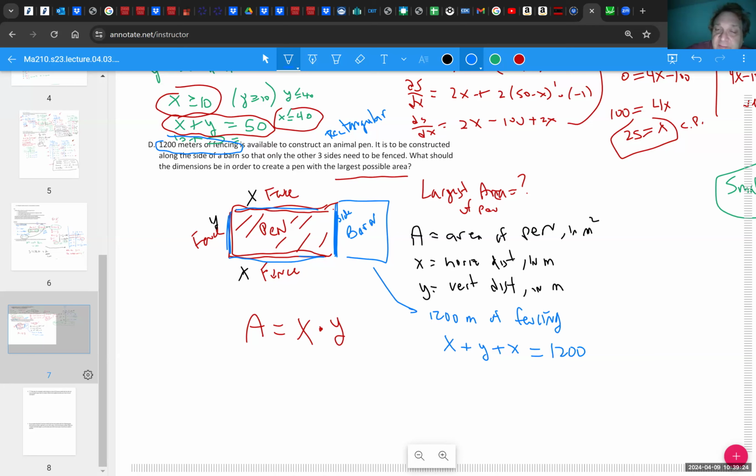All right, and then I can just solve for Y. This is Y is equal to 1,200 minus 2X. And I can take that and plug it into there. And that will give me an equation with only two variables.